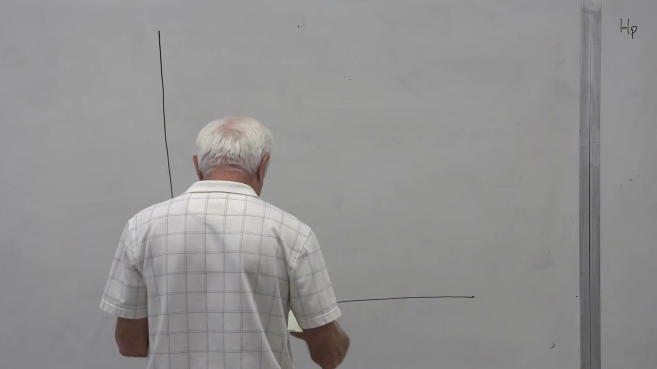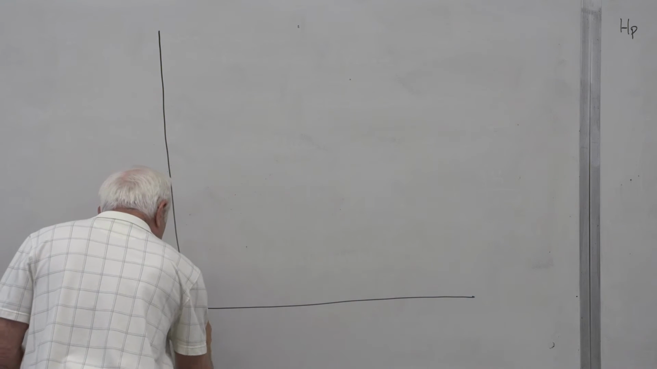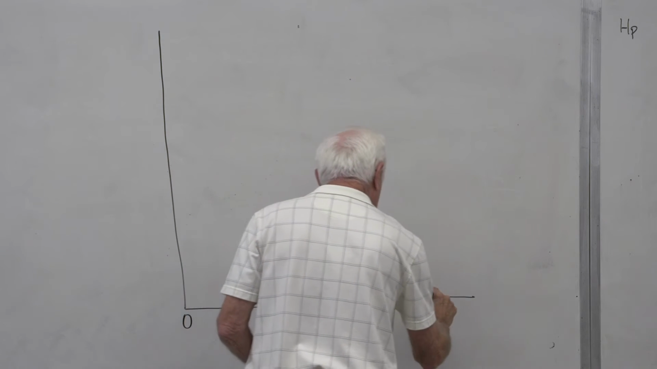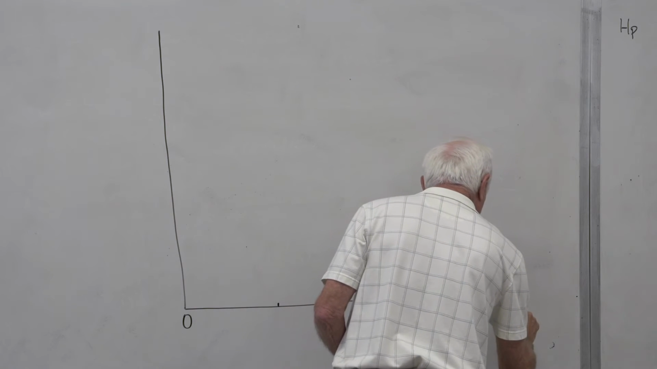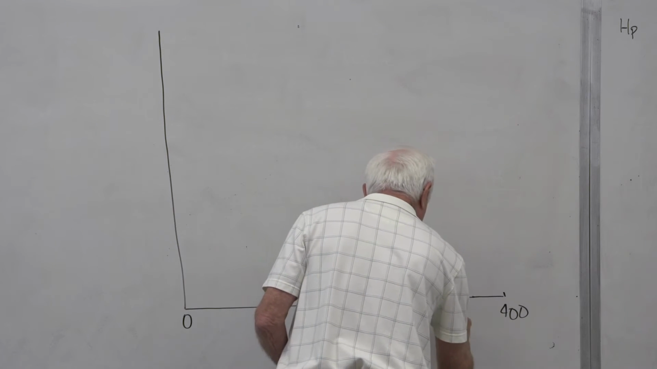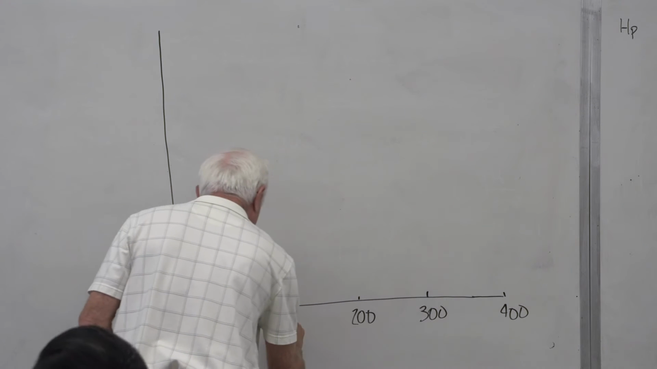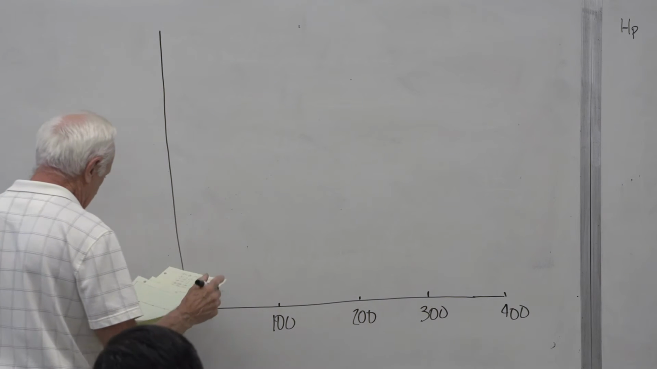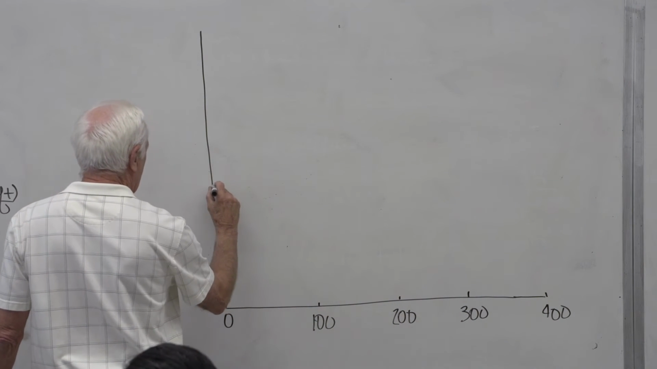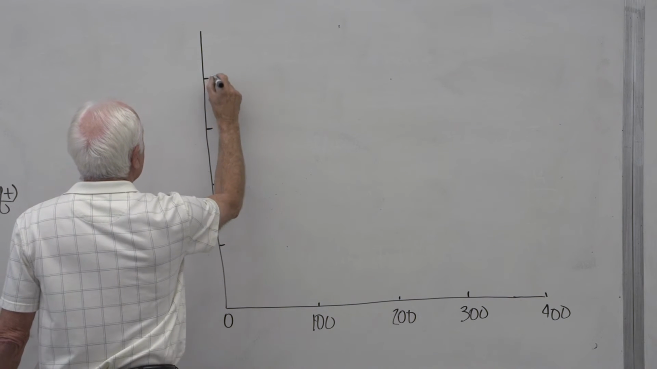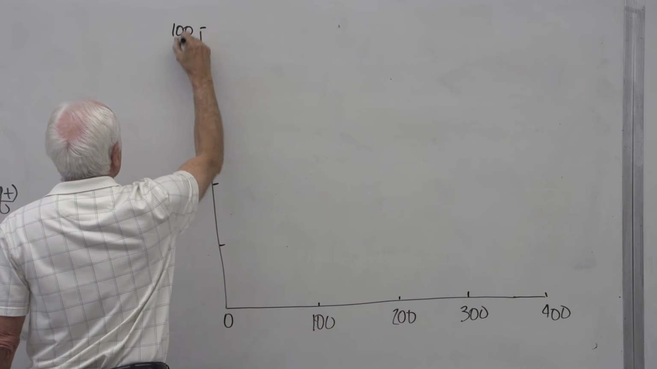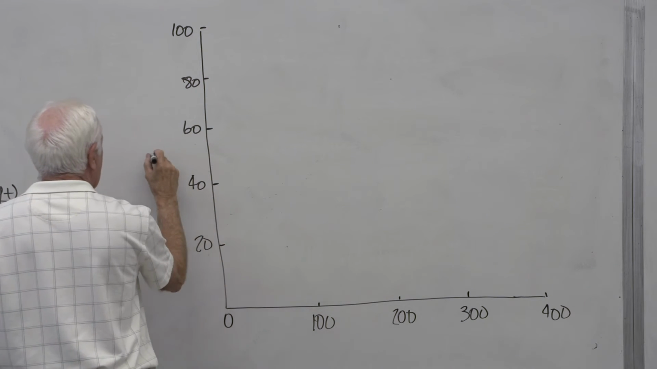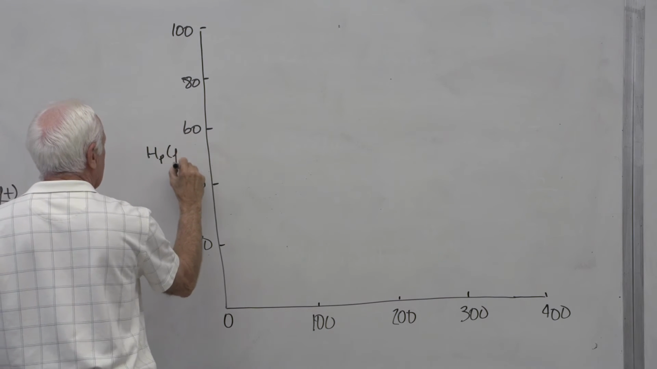I'll plot on the x-axis the flow rate. Q starts at 0. Let's go out to 400: 100, 200, 300, 400. And on the y-axis, we'll plot the pump head in feet: 20, 40, 60, 80, 100. That's the pump head in feet.